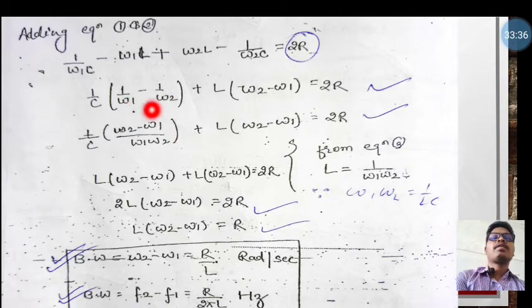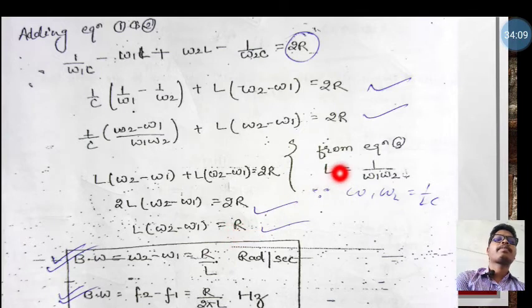So after taking the LCM, 1 divided by C times (omega 2 minus omega 1) divided by (omega 1 omega 2) plus L times (omega 2 minus omega 1) is equal to 2R. Since 1 divided by (C omega 1 omega 2) is L, we get L(omega 2 minus omega 1) plus L(omega 2 minus omega 1) is equal to 2R. So 2L(omega 2 minus omega 1) is equal to 2R, and L(omega 2 minus omega 1) is equal to R.